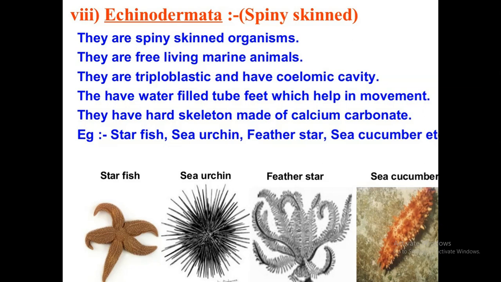They have a hard skeleton which is made up of calcium carbonate. तो जो इनका outermost structure होता है, which is very hard, it is made up of a compound which is calcium carbonate. And the examples for the echinodermata are starfish, sea urchin, feather star, sea cucumber, etc. These are the examples which are coming under the group echinodermata.